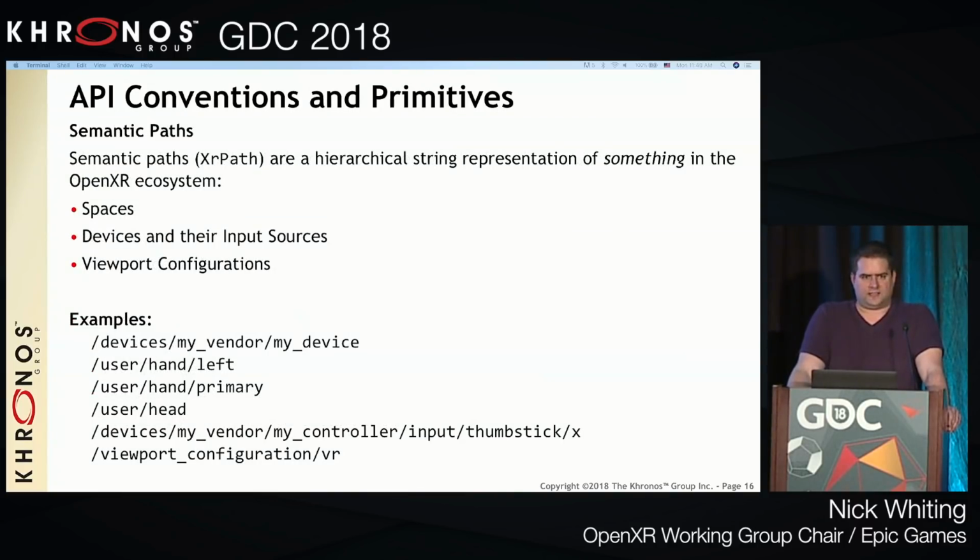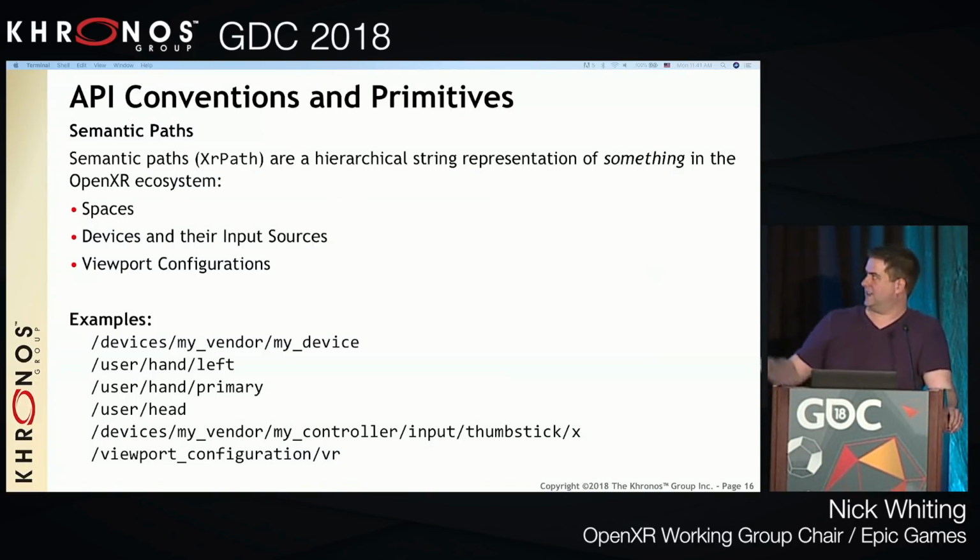Another one of the core concepts of the API that's really aimed at helping with forward compatibility and versatility is what we call semantic paths. These are a concept, I believe, that was introduced with VRPN. I'm not sure, but the folks from Sensics, which make OSVR, have used this for a long time in OSVR, and we thought it was a pretty good concept, so the group ended up adopting it. A semantic path is basically nothing more than a hierarchical string representation of something in the XR ecosystem.